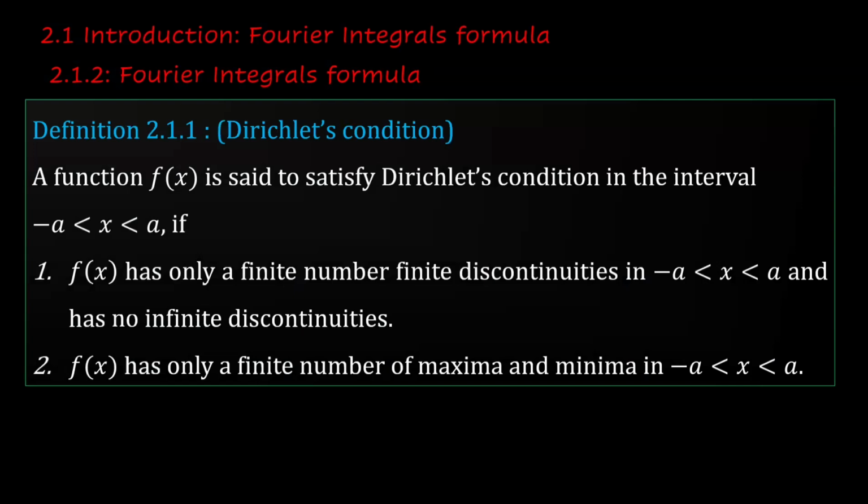A function f(x), a real function, is said to satisfy the Dirichlet condition in the open interval minus a to a, if f(x) has only a finite number of finite discontinuities in minus a to a and has no infinite discontinuities. f(x) has only a finite number of maxima and minima in minus a to a.